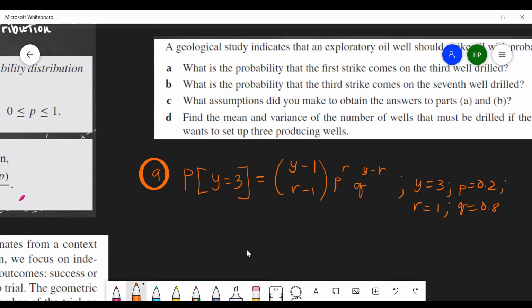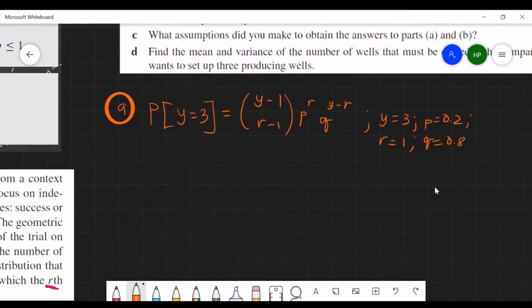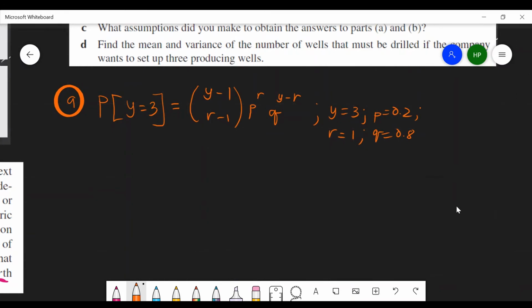Okay? So, solve tayo. This is equal to what? So, 3 minus 1 choose r minus 1. So, ano yung r natin? 1. So, 1 minus 1. And then, p is what? 0.2 to the first power times, what is q? Ano yung q natin? 0.8 to the 3 minus 1.